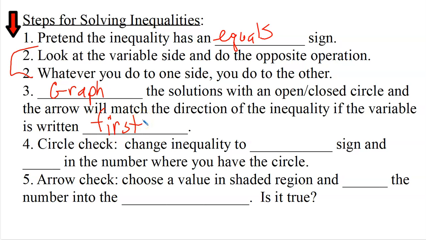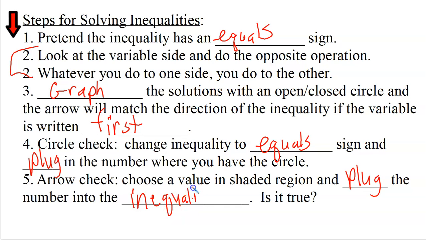Then you've got two checks to do. One is called a circle check. You're going to change the inequality to an equal sign, and then you're going to plug in the number where we have the circle. You're going to check to see if it makes it true. The second check is an arrow check. You're going to choose a value in the shaded region and plug the number into the inequality to make sure it's true. If it's not true, your arrow is going the wrong way.